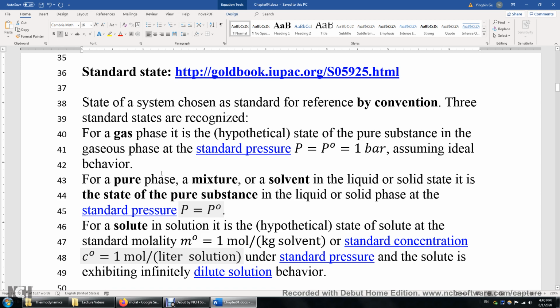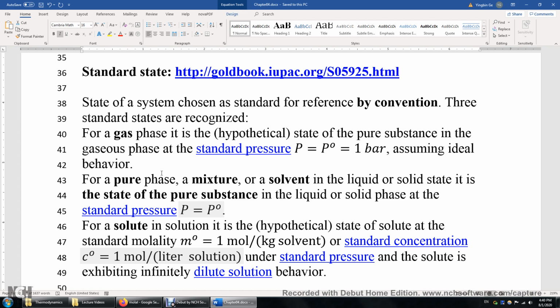The standard state is chosen by convention. Three standard states are recognized. 1. For gas phase, it's the state of the pure substance in the gaseous phase at the standard pressure, P equals 1 bar, assuming ideal behavior. What about a gas mixture? That means the partial pressure of the chemical is 1 bar.